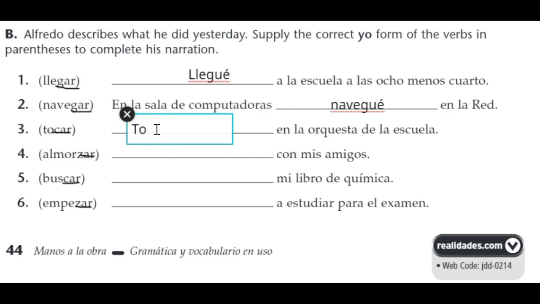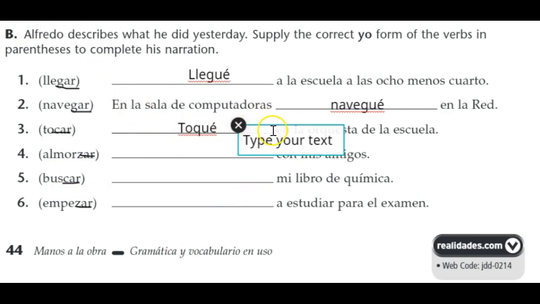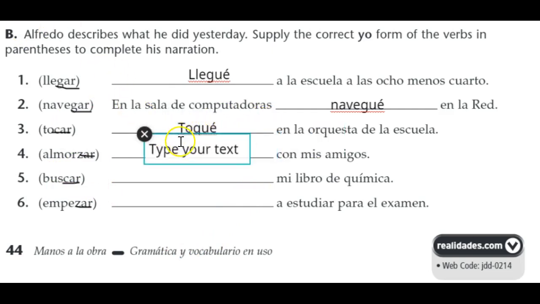With tocar, we have the same thing because we're going to say toqué, right? But we can't use a C in there, right? That would be toce. We can't use that. So we have to use a QU. Toqué en la orquesta. I played in the orchestra. For almorzar, we have almorcé, right? I ate lunch, or I had lunch. Almorcé con mis amigos. I ate lunch with my friends.